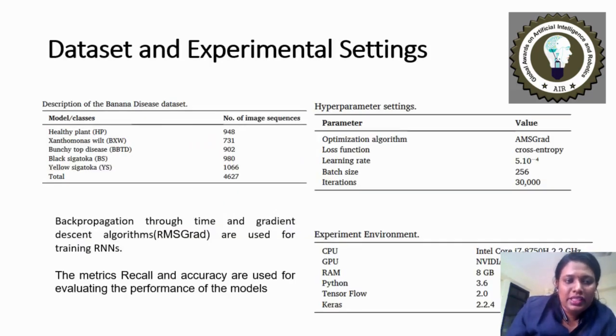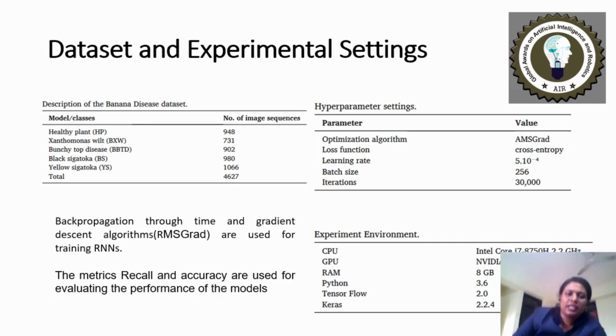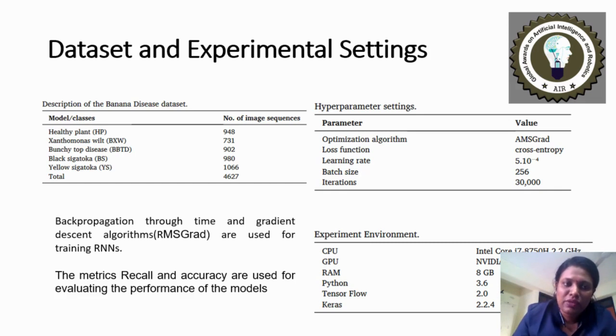Then our data set. Moving to the data set description, the first table represents the statistics of the data set. Our data set consists of the first class, healthy plant, which has 948 images, and the next one is BXW, which has 731 images, and BBTD, which has 902 images, and in total there are 4627 images.